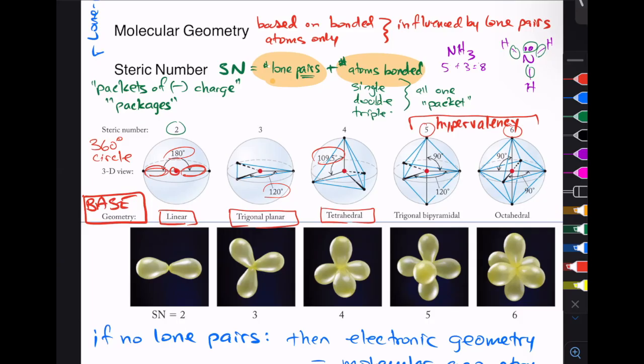If it's linear, it's 180 degrees. If it's trigonal planar, they're going to be 120 degrees apart, and that's if all of the bonded atoms are equal. If it's tetrahedral, that might be one that's a little trickier to remember. It's 109.5 degrees in three-dimensional space for all four of those packets. And again, we'll talk about the other ones in a little bit here.